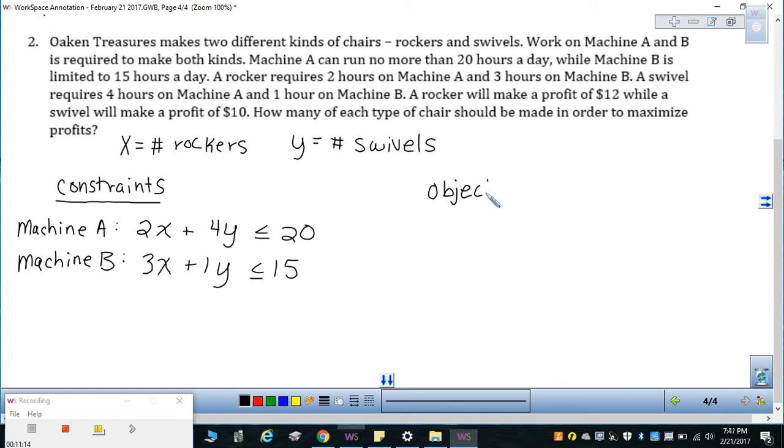Next, we'll think about setting up the objective function, which has to do with our goal, again, which is to maximize profit. So the objective function is really the profit function. It says that a rocker will make a profit of $12, 12x, while a swivel will make a profit of $10, plus 10y.